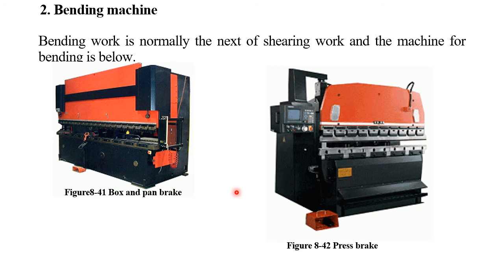We have bending machines. As the name says, they are used in bending or folding, but we have two kinds. Kind one is the box and pan brake. This one is used when we need to fold or bend the four sides of a box. When we need to fold one side straight, we will use the press brake.